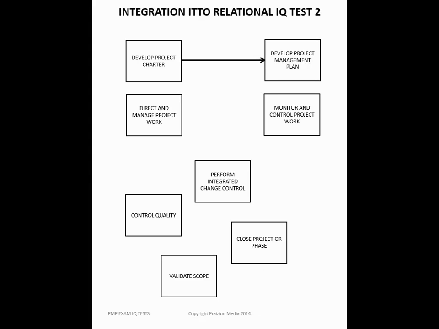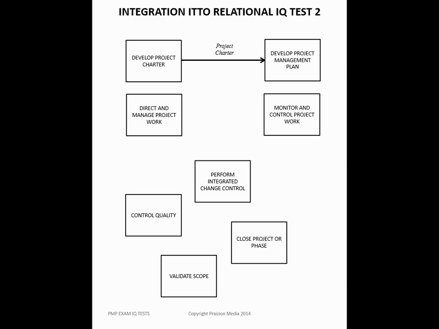So this arrow goes from develop project charter to develop project management plan. And that means there's a relationship. What is the relationship? If the arrow is coming from, then it means there's something going out of develop project charter that's going into develop project management plan. So this is a relatively easy one. I'm sure you know what this one is. Can you guess? It's the project charter. Good.